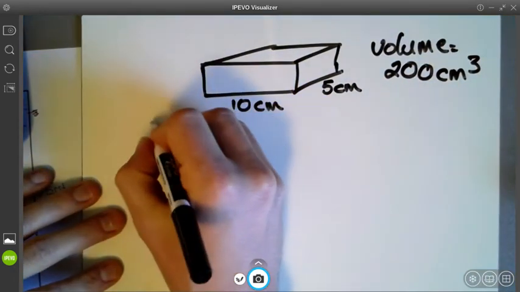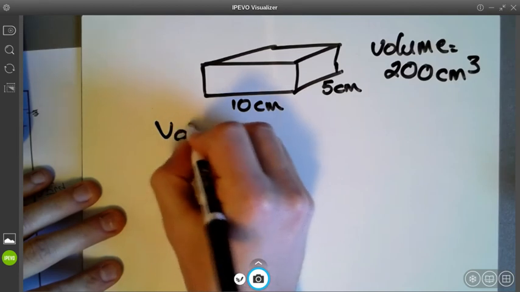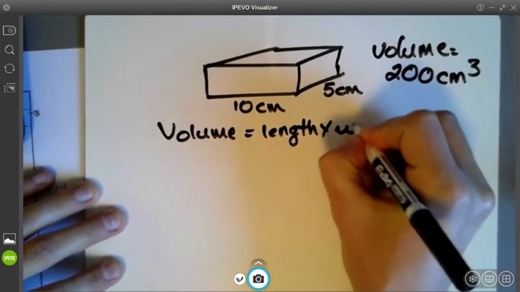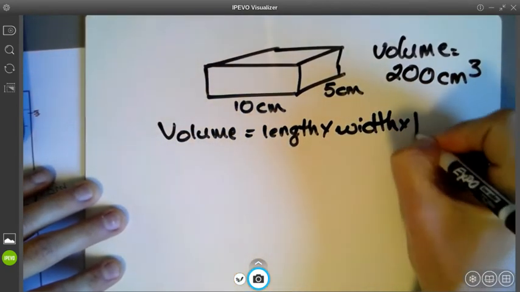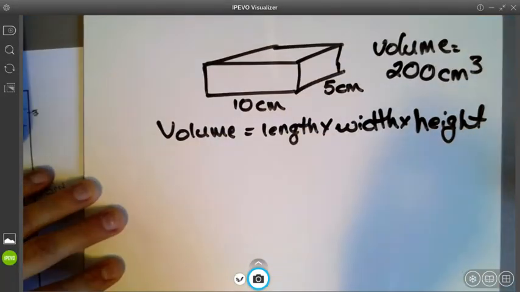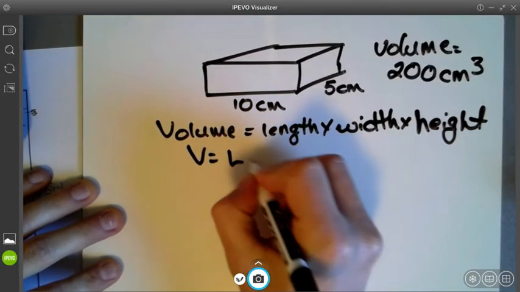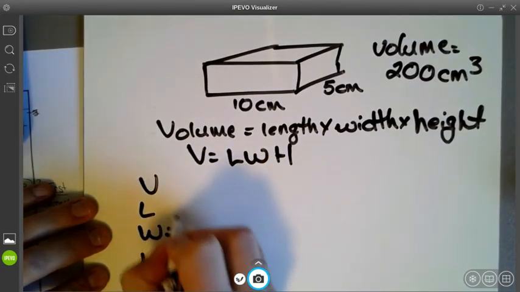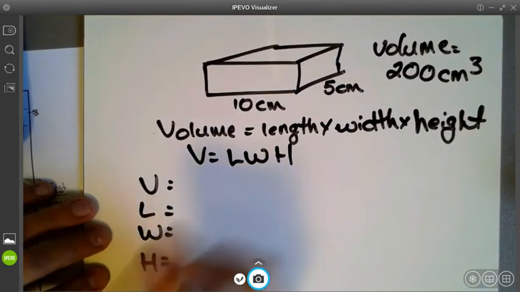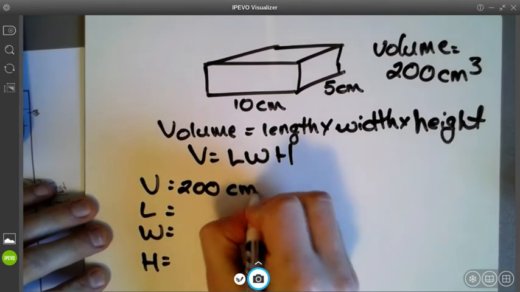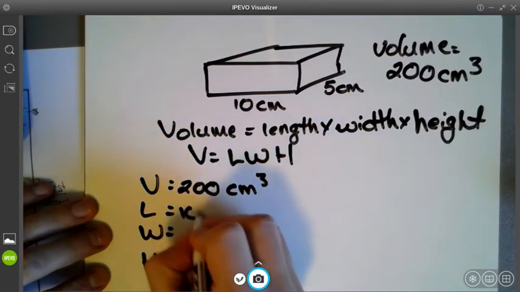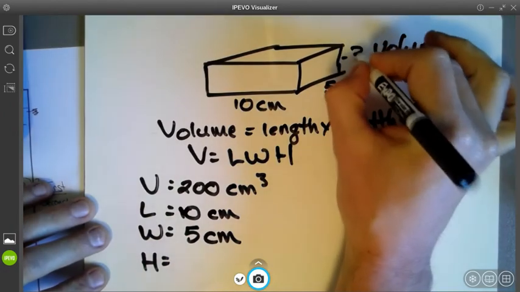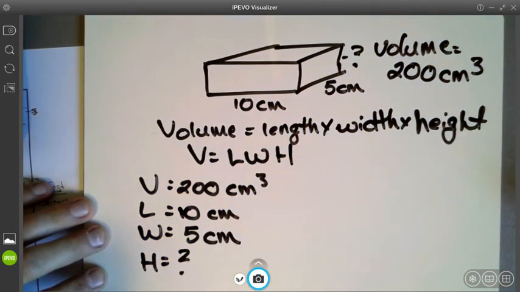So we know that volume is equal to length times width times height. We turn that into V equals LWH, and then we do what we do with all our others when we are given a formula. We write down our knowns. Our known is that we have 200 centimeters cubed. Our length is 10 centimeters. Our width is 5 centimeters. And our height is our unknown, so that will stay the same.